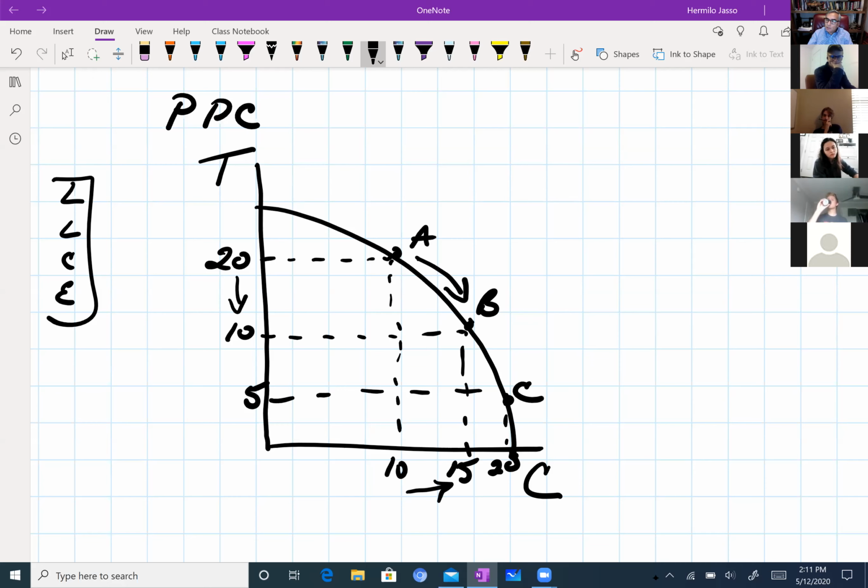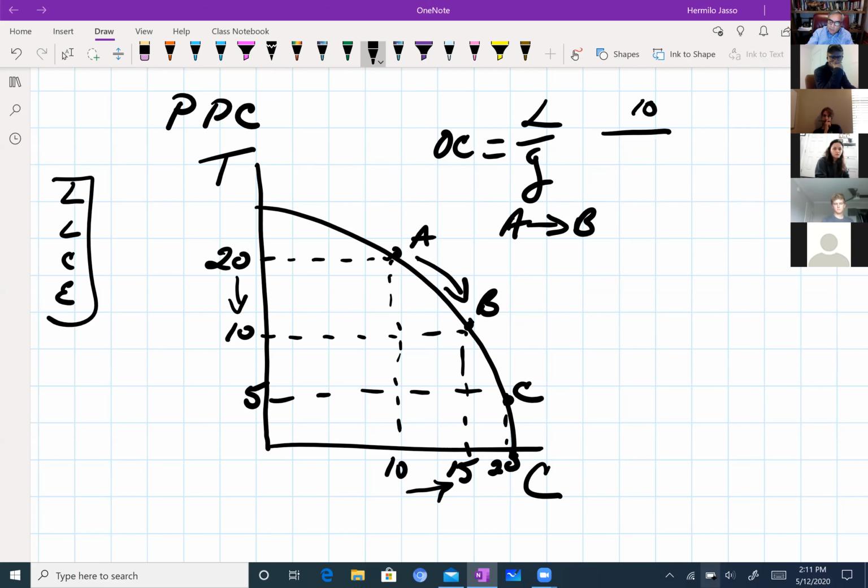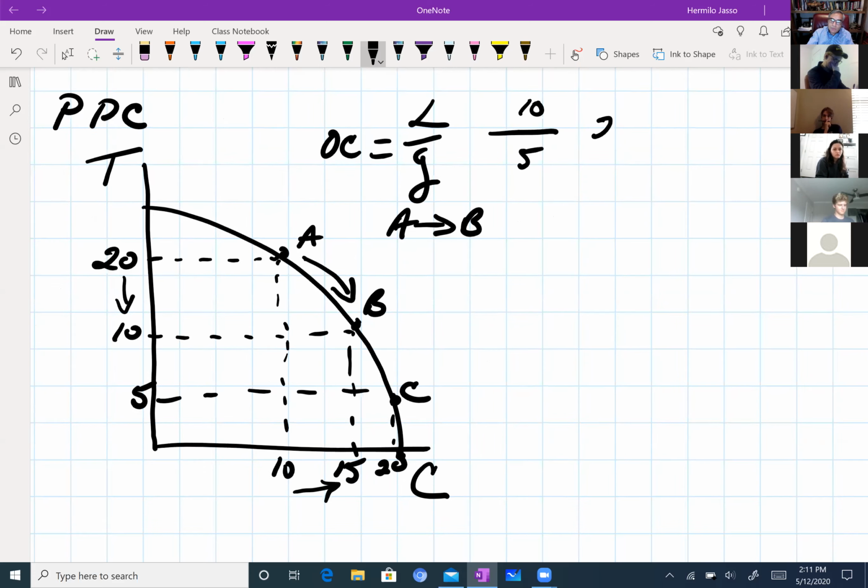I lose 10 tanks. So opportunity cost is equal to loss divided by gain. In this case, when I go from point A to point B, my loss is 10 tanks, but I gain 5 cars. So then my opportunity cost is 2. Now what does that mean? It's very simple. It simply means that for every 1 unit that I gain, in this case cars, I lose 2 tanks.